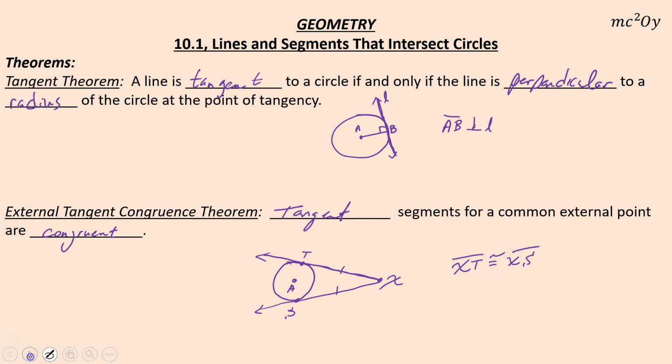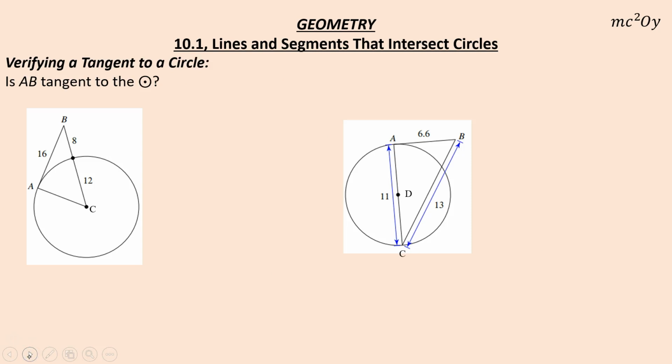All right, so applying these theorems, verifying a tangent to a circle. Is AB tangent to the circle? If AB is tangent to the circle, it would have to intersect the radius at the point of tangency at a right angle, meaning this triangle would have to be a right triangle. Well, I know one side of my triangle is 16. I know another side, it's 8 plus 12, so this side is 20.